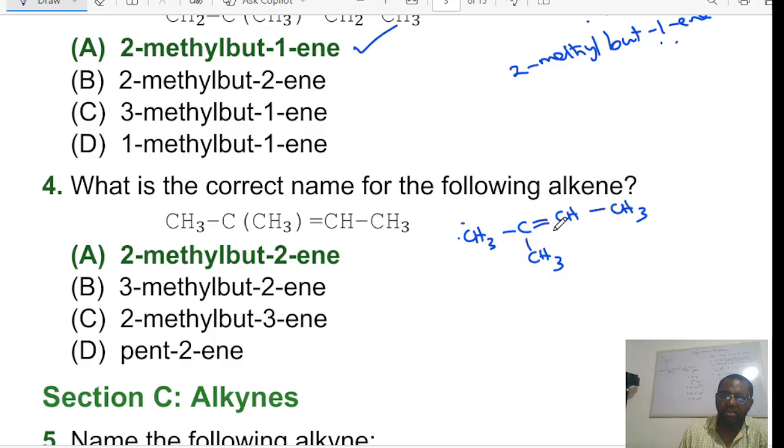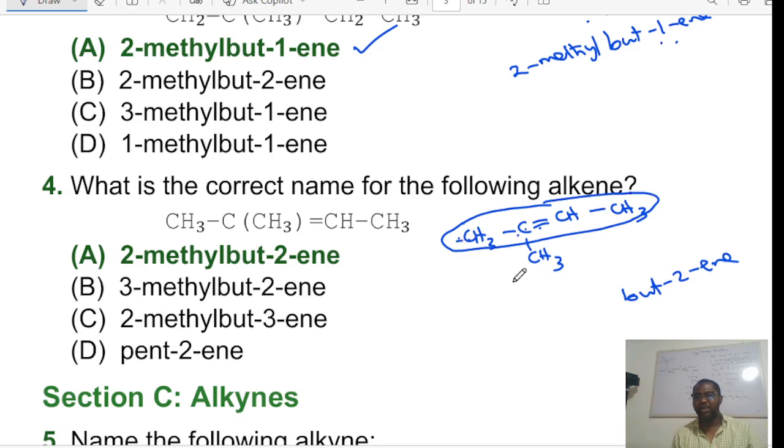Okay, so the longest chain is going to be this 1, 2, 3, 4, but this time around the double bond is in position 2, so that makes it but-2-ene. It is easier to count this way, 1, 2. The functional group will determine the counting. Once there is a functional group, that is what will determine the counting, no longer the substituent. So following the counting of the functional group, the substituent is in position 2, so that will be 2-methyl. So the answer is 2-methylbut-2-ene.